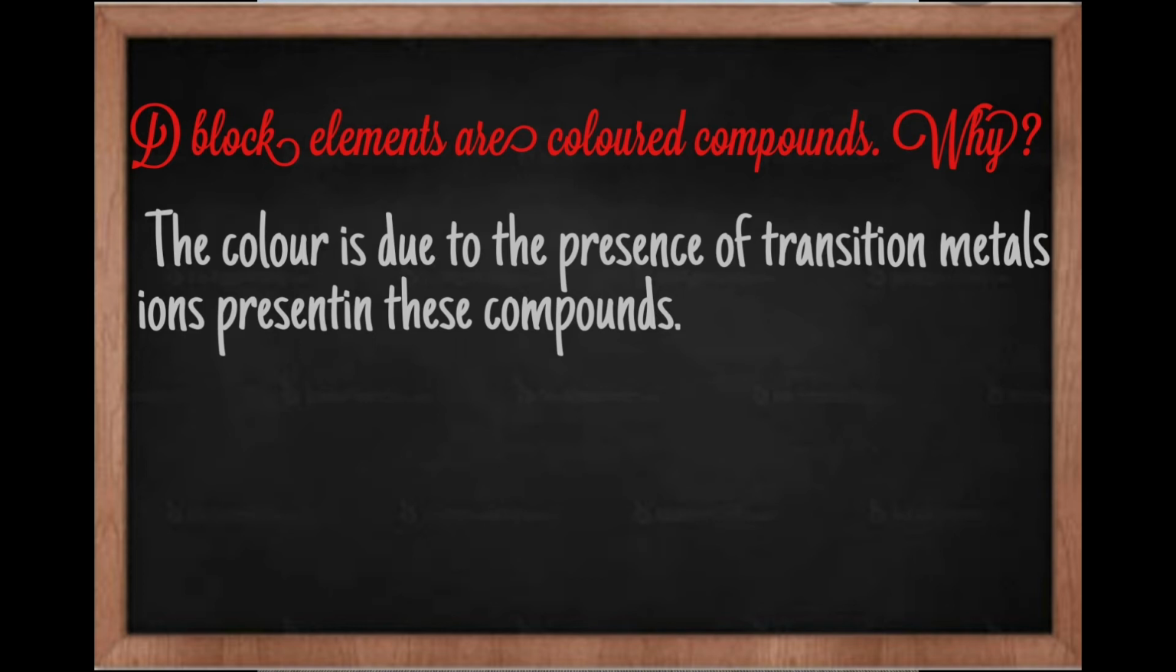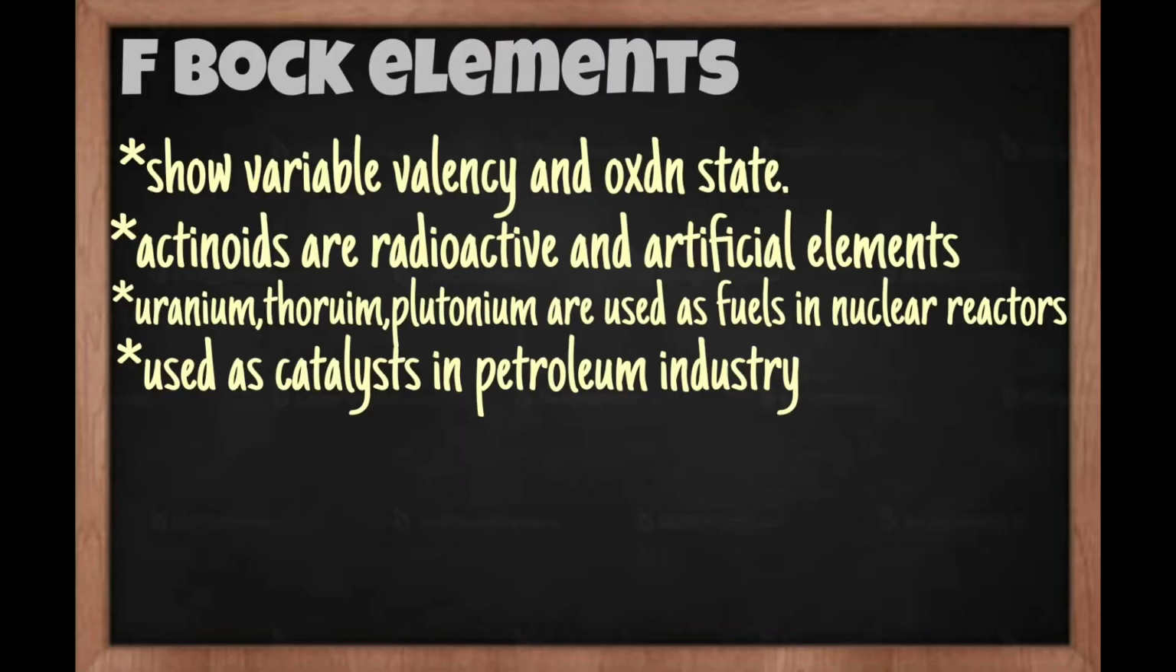Next we can learn the characteristics of F block elements. This is the last part of our chapter. F block elements are found in only two periods, the 6th and 7th periods. In the 6th period they are called lanthanoids, and in the 7th period these elements are called actinoids. So the F block elements are of two types, lanthanoids and actinoids, in the 6th and 7th periods respectively.